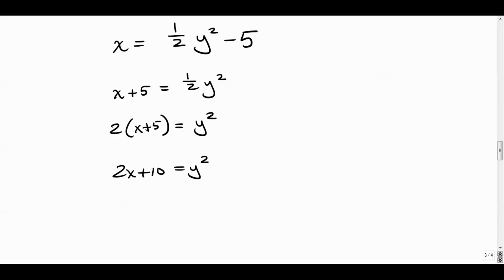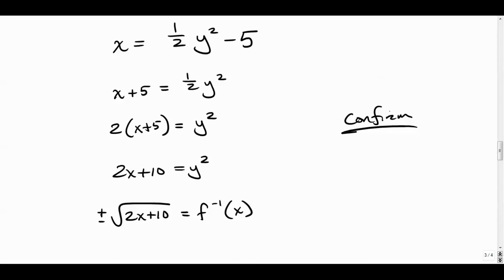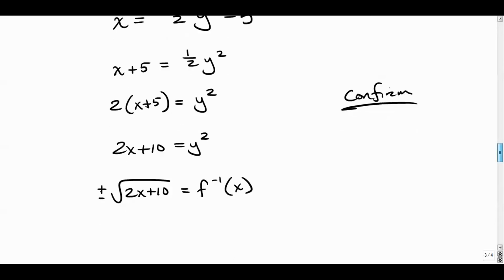To get rid of a square, you have to square root. But remember, when you take the square root of both sides, you have to take the principal and the negative root, positive and negative root. So that's my inverse, right? I'm not going to write y, I'm going to write f inverse. All right, and you can confirm both algebraically and graphically if you'd like.